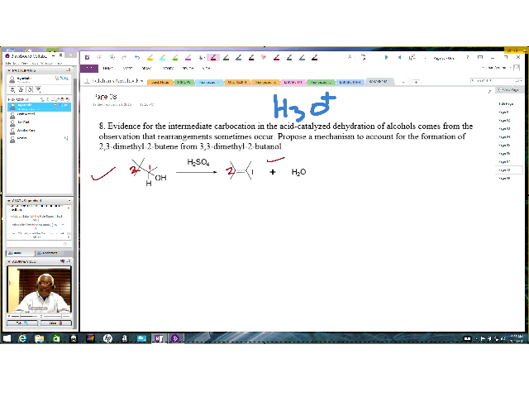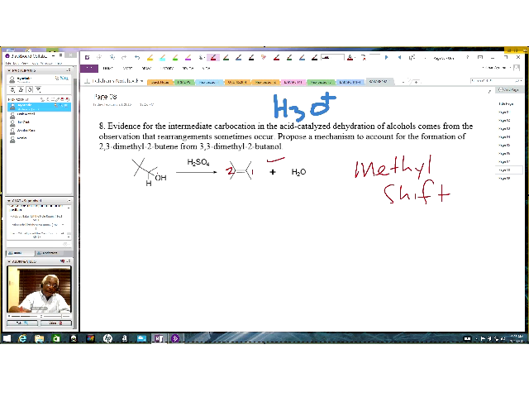On the other hand, carbon number 1 in the product right here now has 2 alkyl groups, or 2 methyl groups. So that means there must have been a methyl shift. Okay? A methyl shift. Okay, so how do we account for that? Let us see what we can do here.